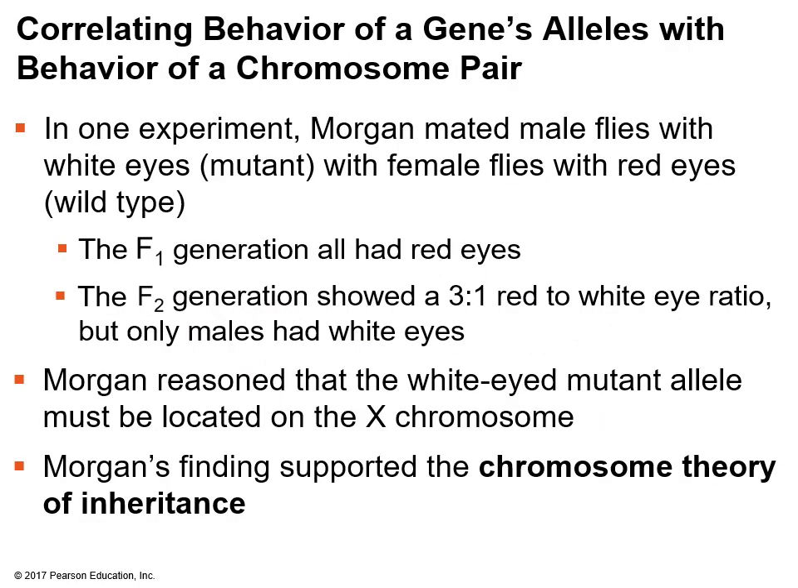In one experiment, Morgan mated male flies with white eyes, mutant, with female flies with red eyes, the wild type. The F1 generation all had red eyes. The F2 generation showed a 3-to-1 red to white eye ratio, but only the males had white eyes. Morgan reasoned that the white-eyed mutant allele must be located on the X chromosome. Morgan's findings supported the chromosome theory of inheritance.